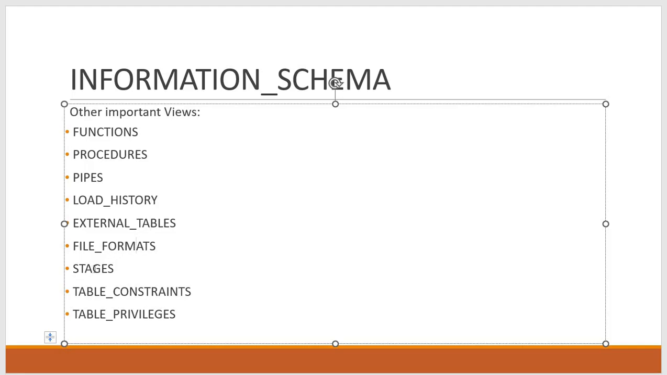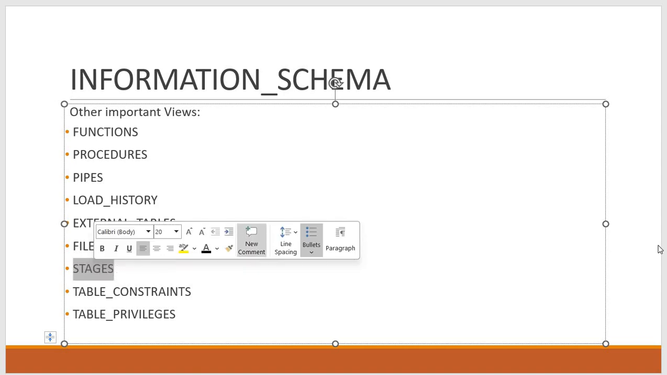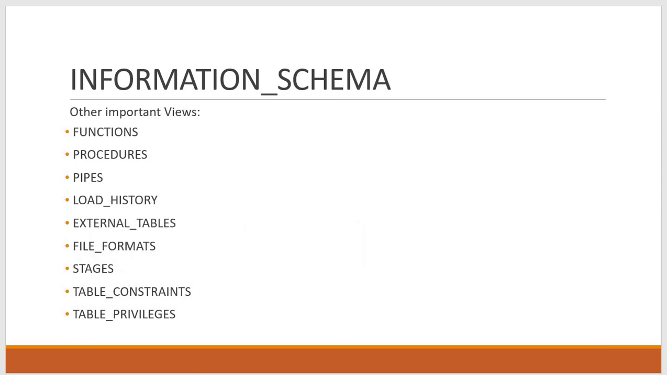Okay, there is a view with the name stages that gives complete details of the stages, internal and external stages. Table constraints, so what are the constraints defined on the tables. Okay, table privileges, that means the access information of the table. So these are all the important views along with these three. So these views are also very important.